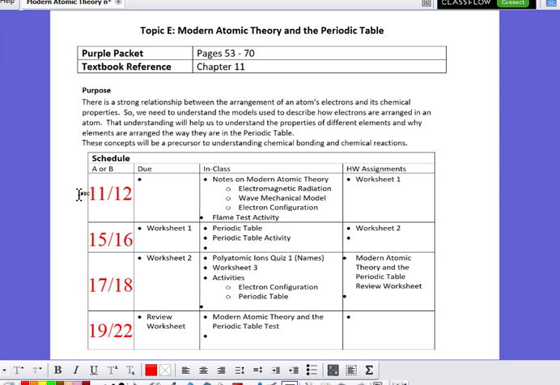And then B days, next class is 15th, A days is 16th, because we're going to be backwards for a little while here. And then the 17th and the 18th and the 19th and the 22nd. So my B day students, you all are taking your test on the 19th, and A day you are taking it on the 22nd.